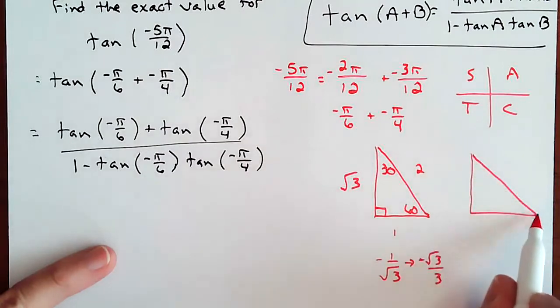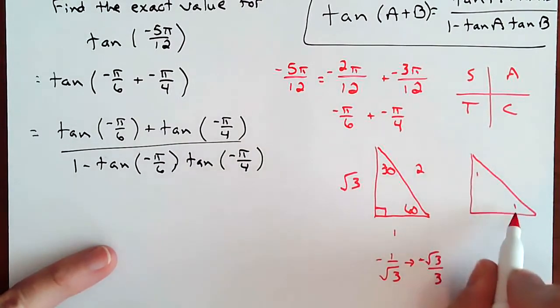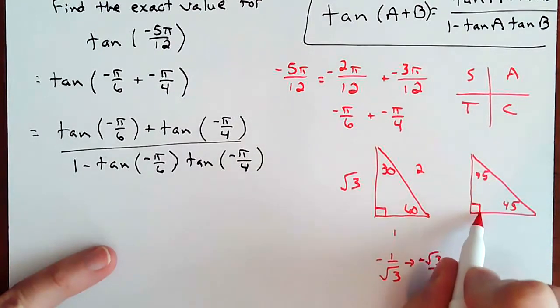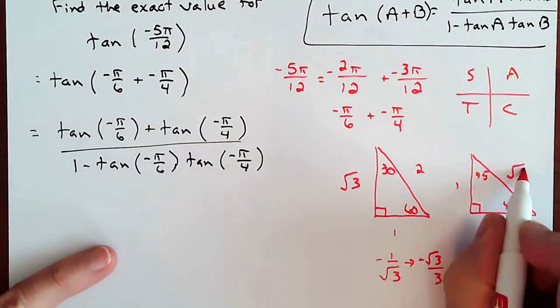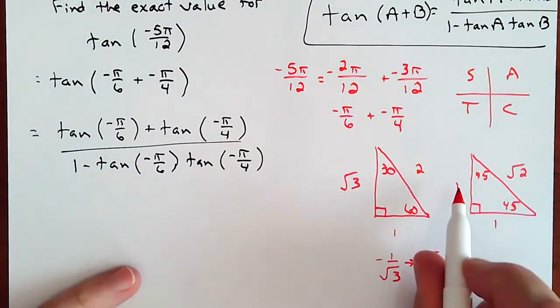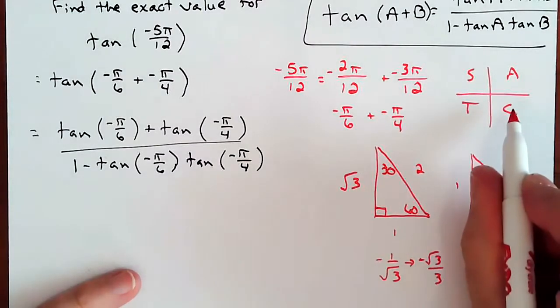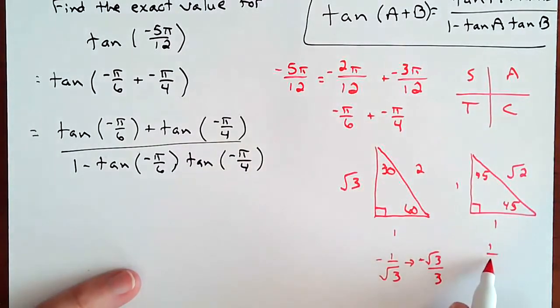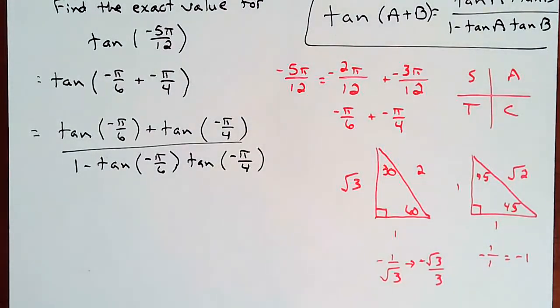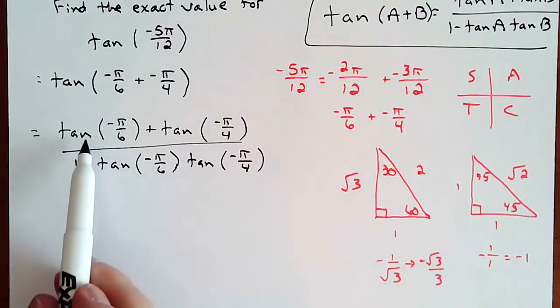Pi over 4 is a 45-degree reference angle. So we are looking at this triangle, 45-45-90. So that's 1, 1, root 2 are the sides. So tangent of 45 is 1 over 1, but it is in the fourth quadrant, so that 1 over 1 is going to be a negative. Negative 1.